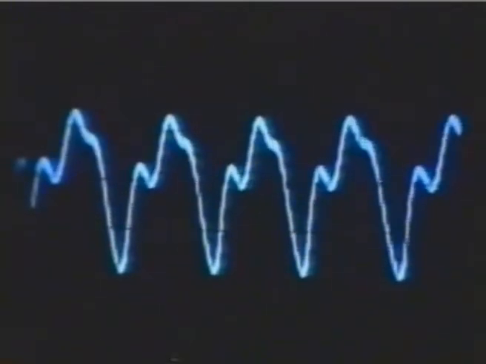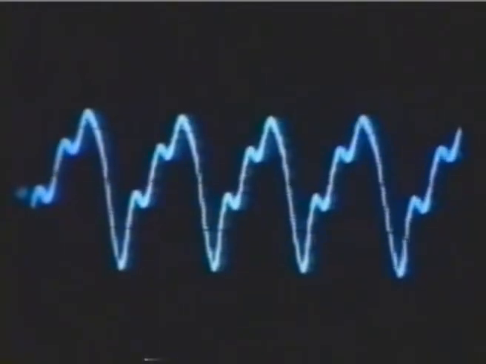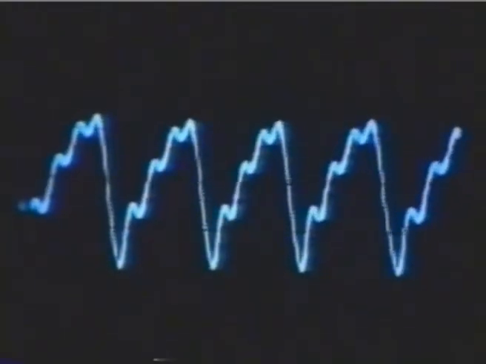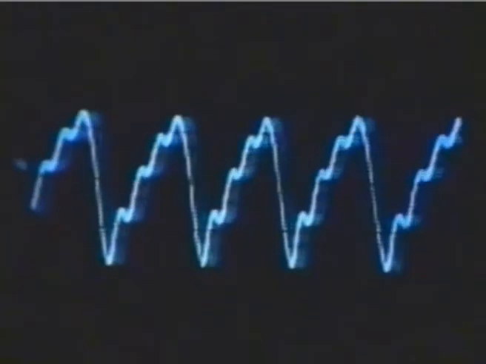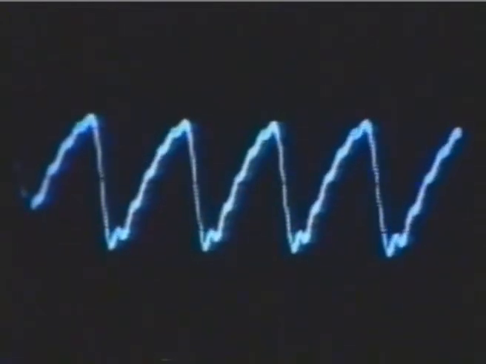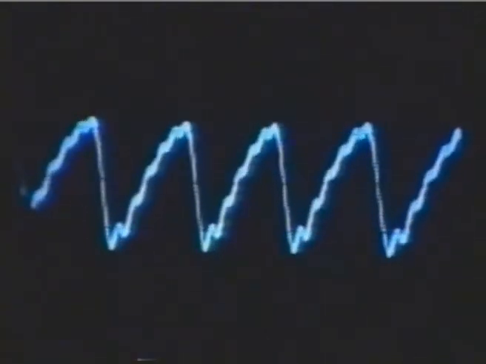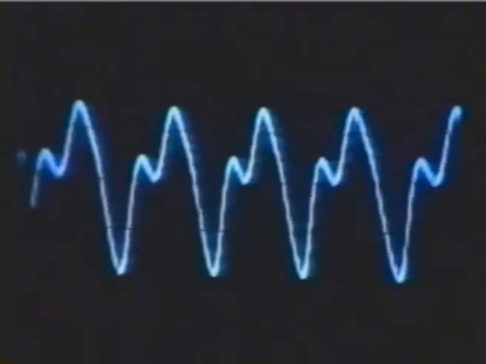Now we're adding the third harmonic, and now the fourth, and the fifth, and the sixth, and the seventh, and the eighth, and now we've got a sort of sawtooth type wave, you see. Now we're taking them away again.